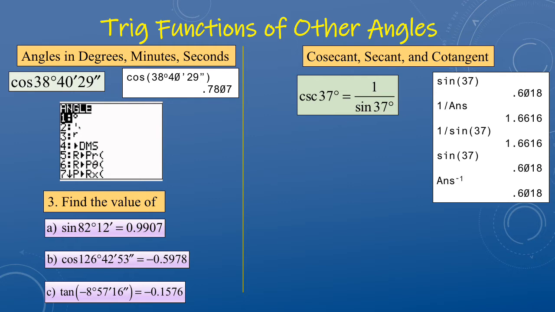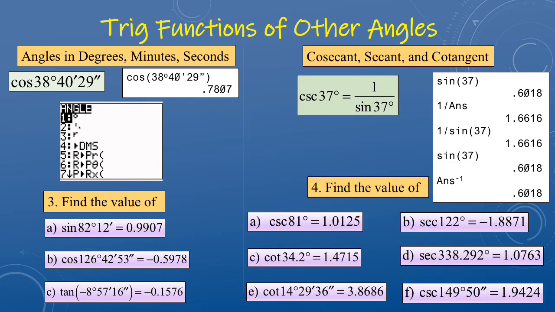So there are three ways to find, for example, the cosecant of 37 degrees. First, we could take the sine of 37 degrees and then take its reciprocal. Or we can simply find 1 divided by the sine of 37 degrees. And we see these on the screen to the right. You could also find the sine of 37 degrees and then press the reciprocal key, x to the negative 1, and get the same result.